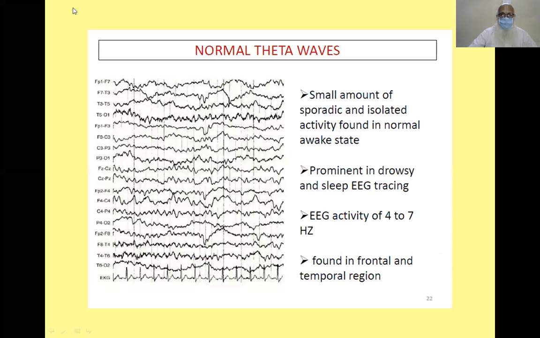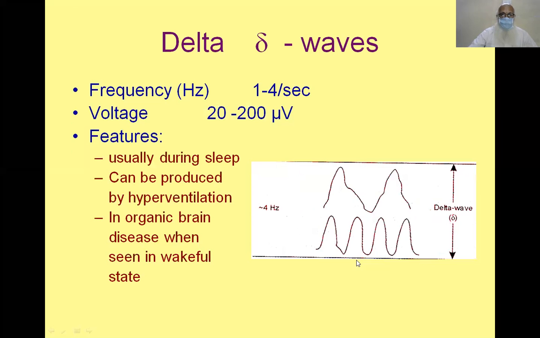The normal theta is a small amount of sporadic, isolated activity found in normal awake state. You can see here images. So prominent in drowsy and sleep EEG tracing. EEG activity is slower rate, 4 to 7 hertz, and more found in the frontal and temporal region.